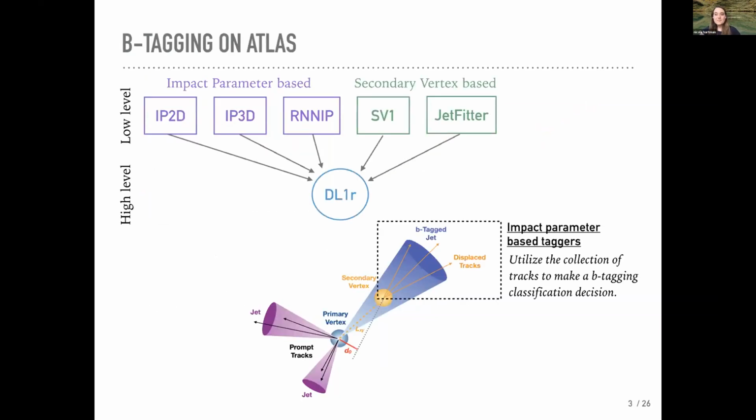So how we organize b-tagging on ATLAS is through a hierarchical organization of both low-level taggers and high-level taggers. And today I'm going to be focusing on low-level IP-based taggers. What this means is we utilize the collection of tracks to make a b-tagging classification decision, although we also have vertexing-based algorithms, which we then combine together into another high-level discriminant, which we call DL1 or DL1R.